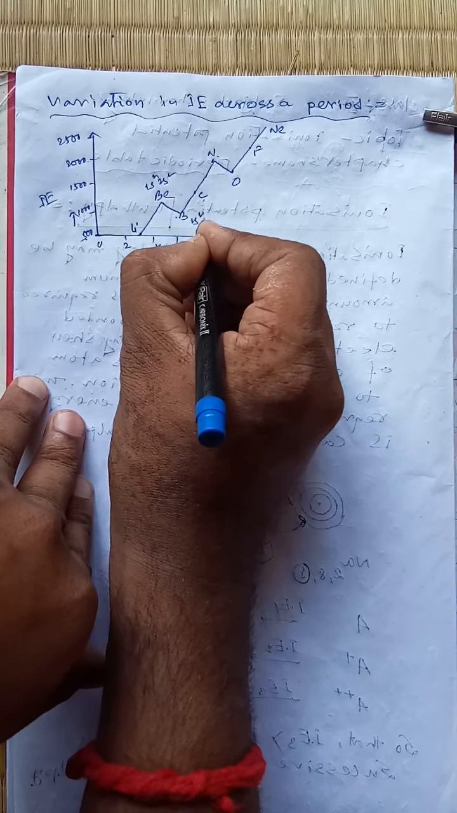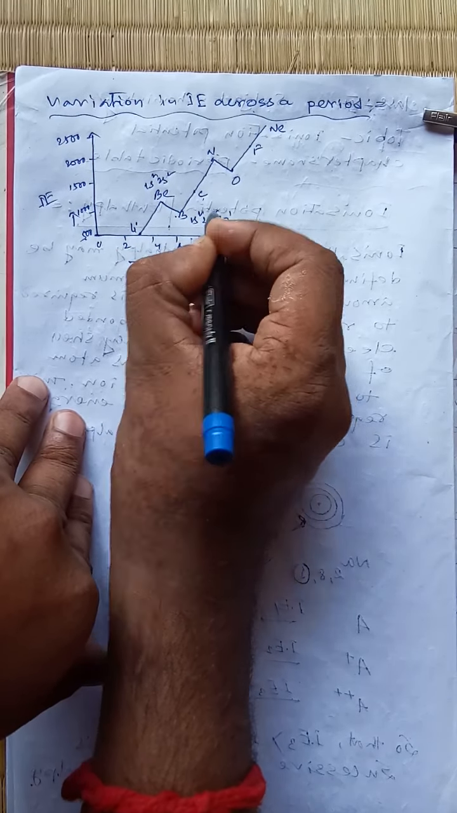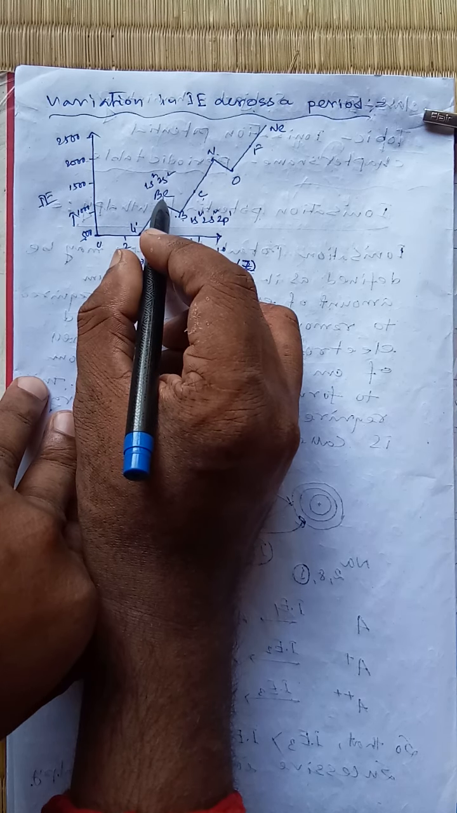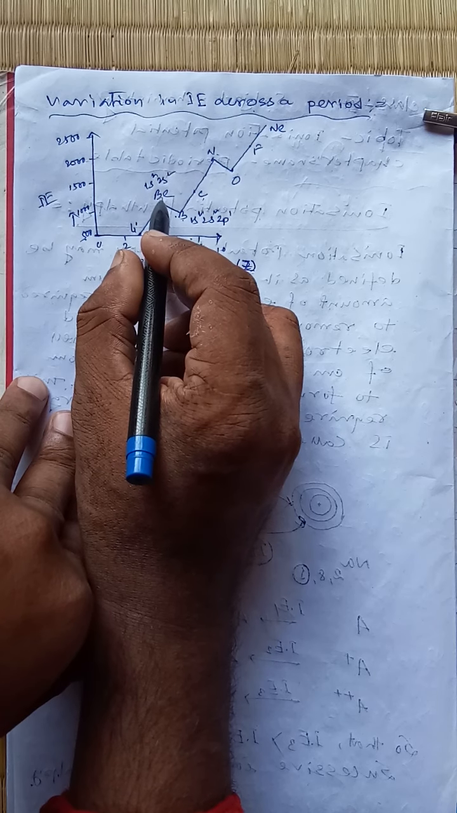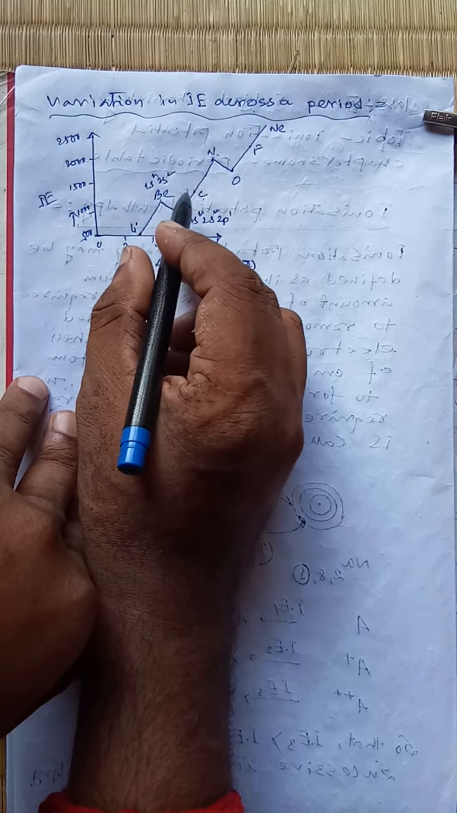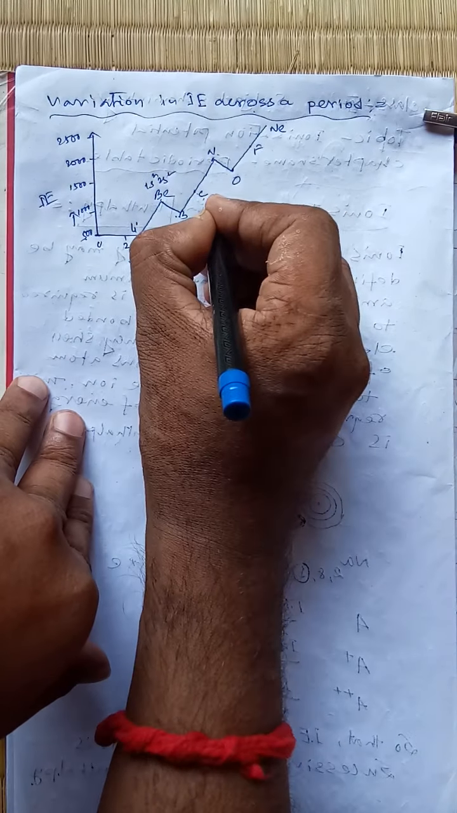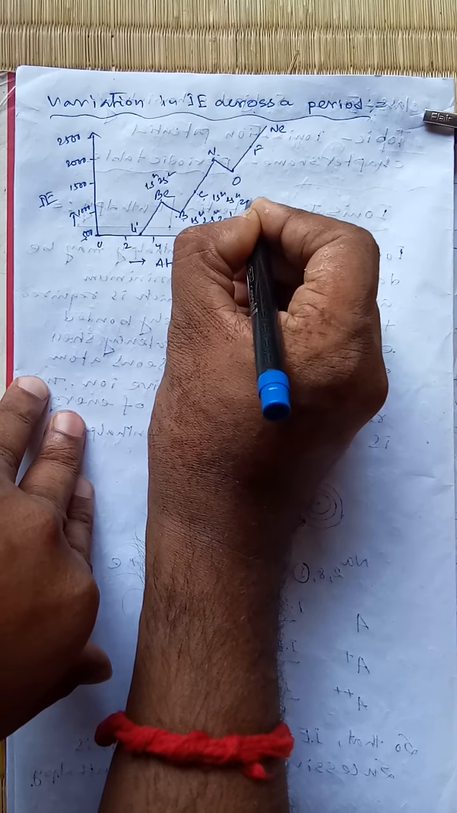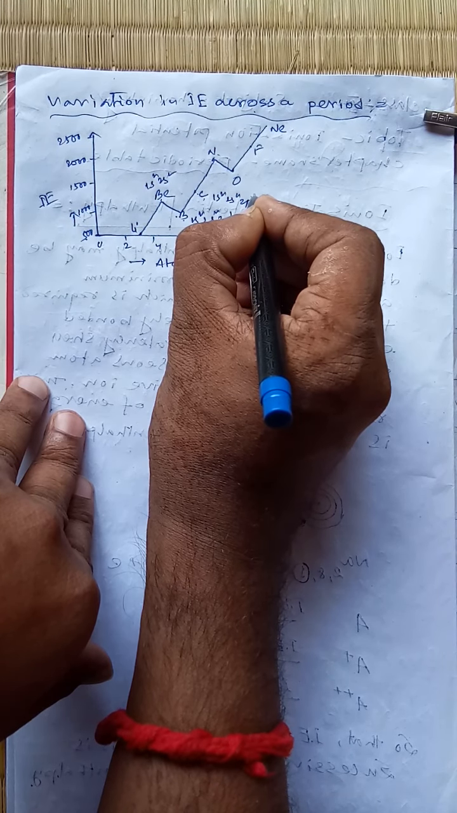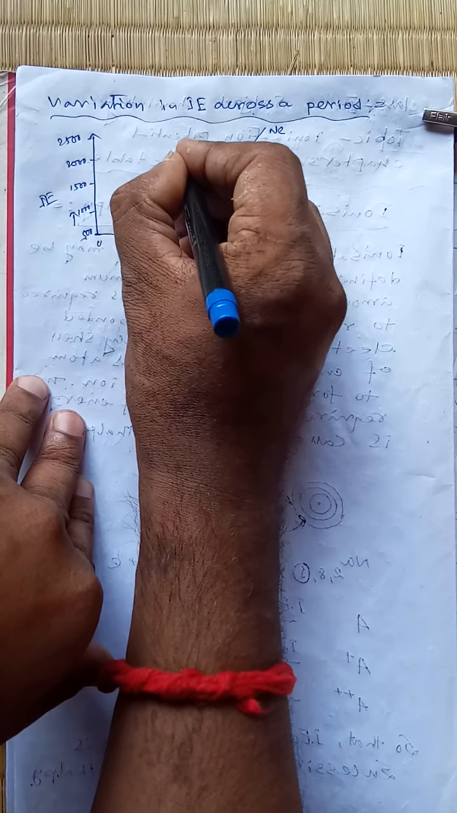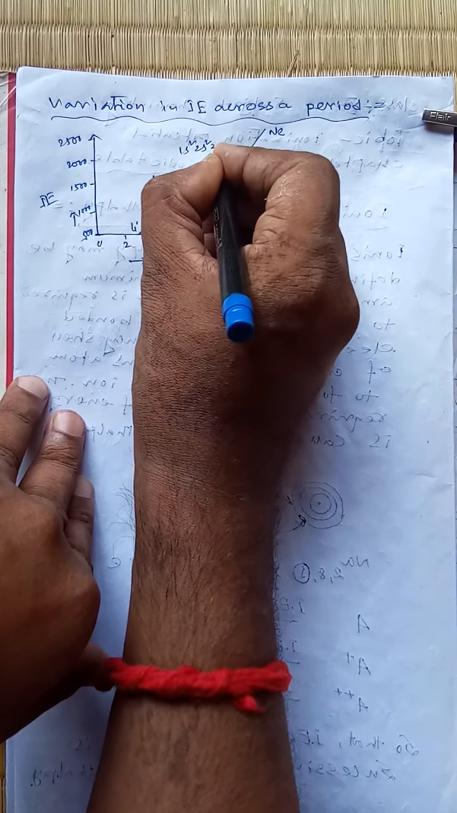Boron has 1s2, 2s2 and 2p1. So it is less stable than beryllium. So beryllium is more stable, and the one having more stability has a higher ionization enthalpy. So beryllium has the higher ionization enthalpy. And now carbon and nitrogen. We know that carbon is 1s2, 2s2 and 2p2. But in case of nitrogen it is 1s2, 2s2 and 2p3.